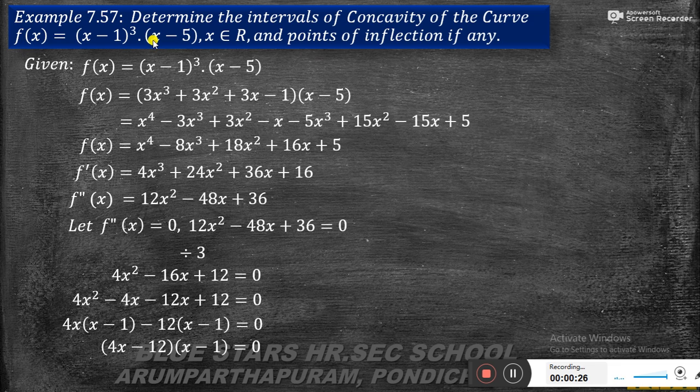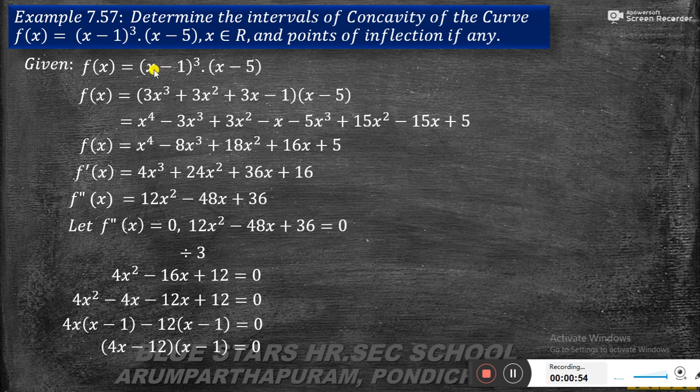So first, the given function is f of x equal to (x minus 1) whole cube into (x minus 5). Now I expand (x minus 1) whole cube. For (a minus b) whole cube, the formula is a cube minus 3a square b plus 3ab square minus b cube. This is the formula for (x minus 1) whole cube.